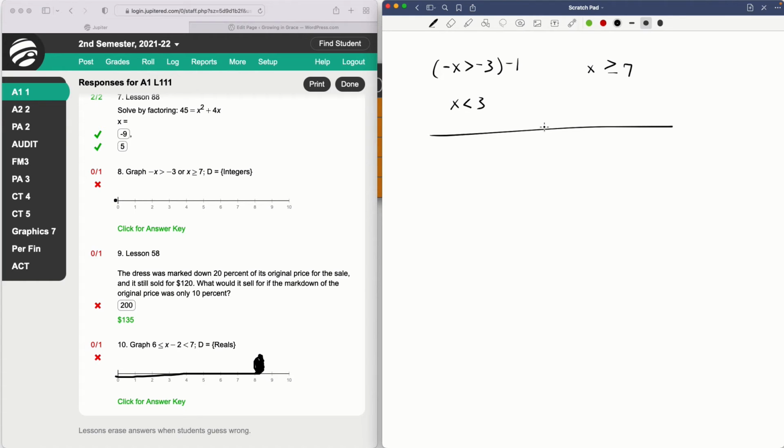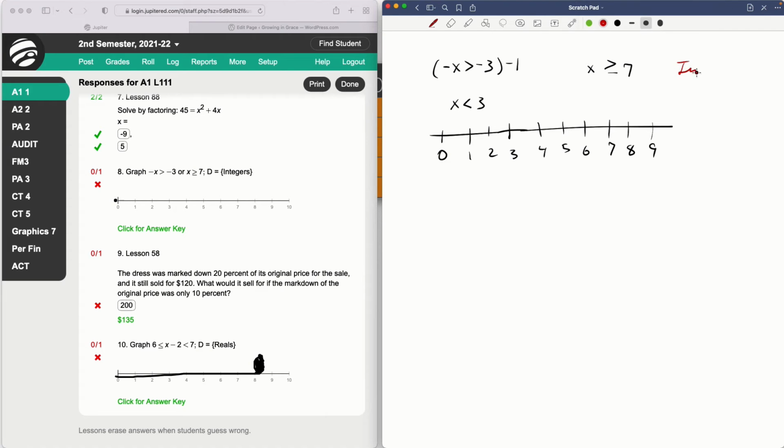So let me, I think I can start at 0 here. 1, 2, 3, 4, 5, 6, 7, 8, 9. All right, let me switch colors. If x is less than 3, we have to circle it. Oh, and it's integers, so sorry. Let me undo that. Oh, it's not going to let me undo it. Well, I'll erase it. Put that back in there. There we go.